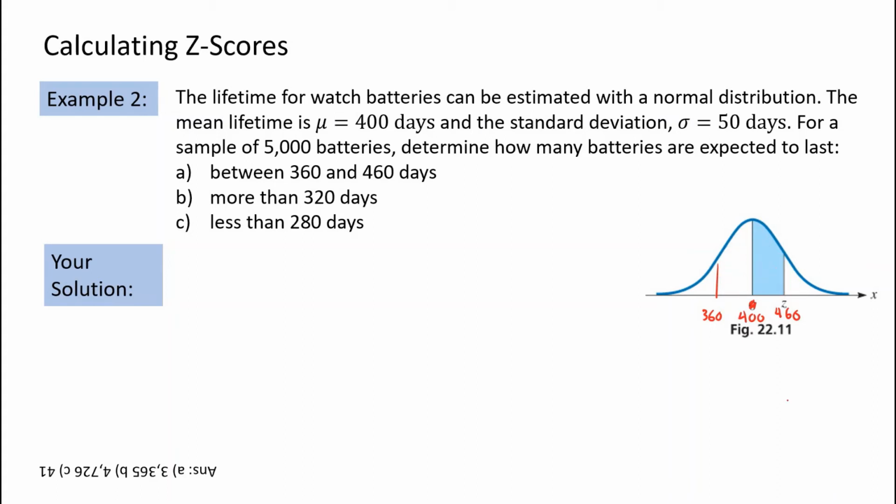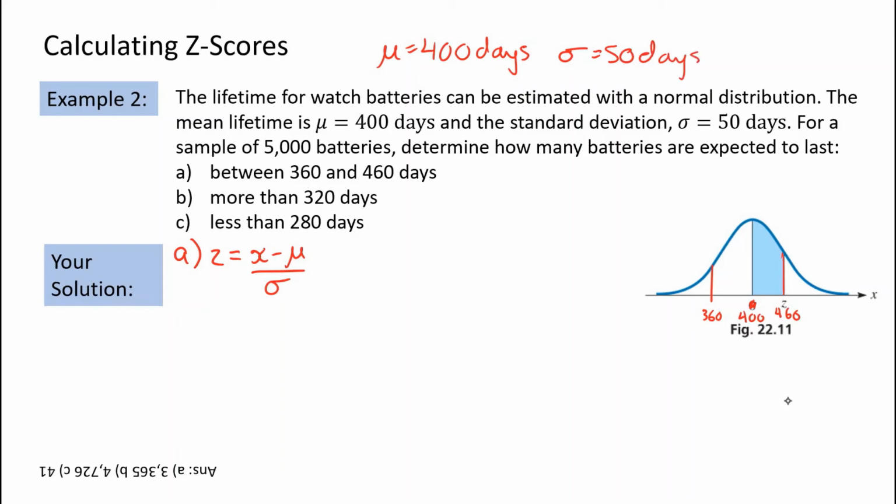So I'm going to erase these just to make it a little bit easier. We'll leave the lines here so you can see them. So for part A, we have two z-scores to calculate, if x is 360 days or 460 days. Remember, it's x minus mu over sigma. Mu is 400 days, and sigma is 50 days. Remember, sigma is the standard deviation.